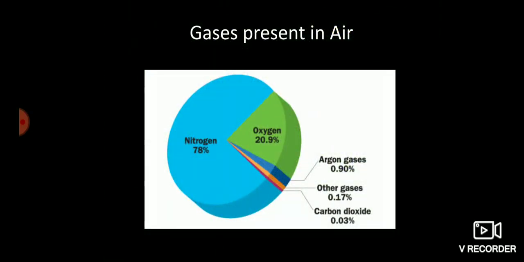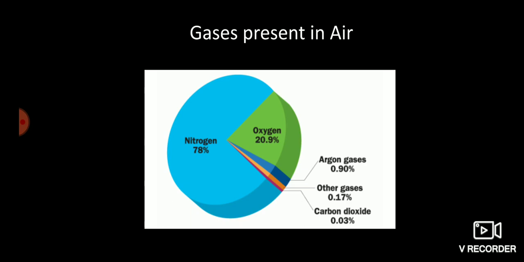Now the gases present in the air, the percentage is given by a pie chart where you can see the nitrogen present is 78% whereas oxygen about 21%. Carbon dioxide presents 0.03% and other gases is of 0.97%. Here other gases means hydrogen, helium, neon, argon, etc. The major three gases which are nitrogen, oxygen, carbon dioxide.